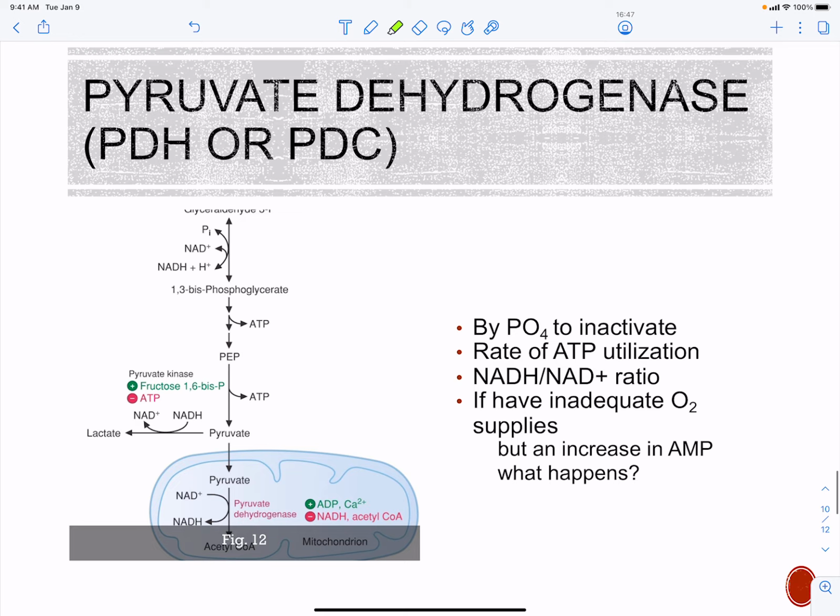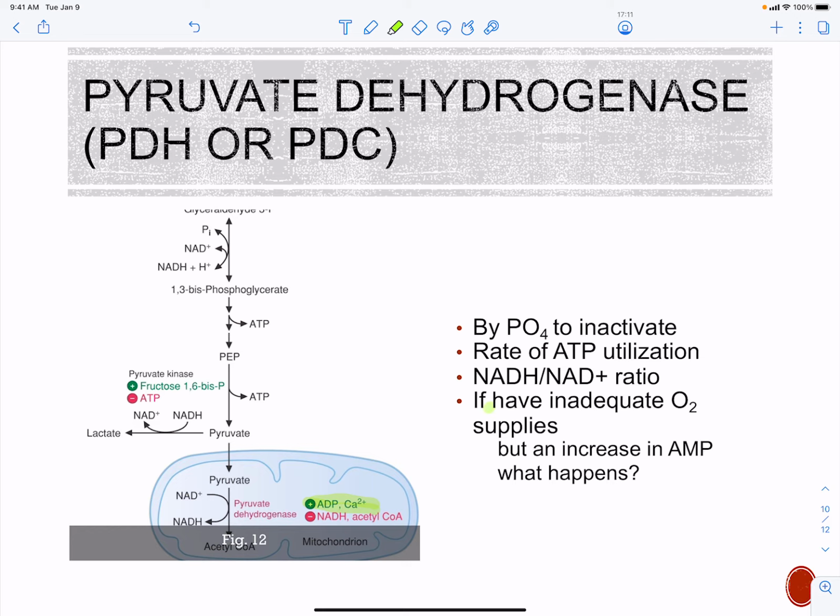Your pyruvate dehydrogenase complex in your mitochondria is, again, going to be activated by the need for energy, which can be a lack of ATP or an increase in ADP, or it's going to be a calcium influx. So it's going to be need-based.